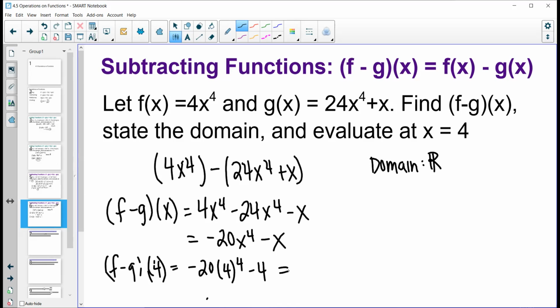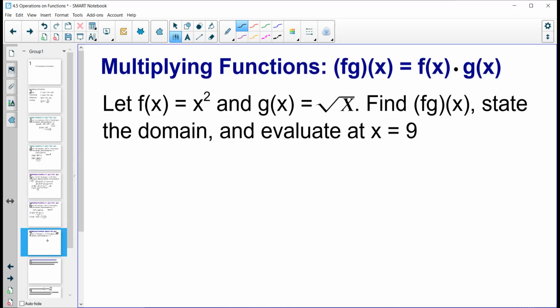Now we can type this one right into our calculator there. So we've got -20 times 4 to the fourth minus 4 equals -5,124. Fantastic. Okay, next we're going to take a look at how we can multiply functions.